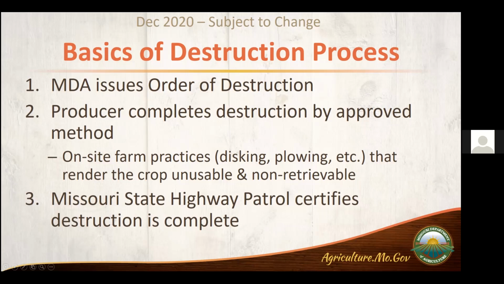After destruction is complete, the Missouri State Highway Patrol must certify the destruction is completed and sufficient. Appropriate contact information is provided in the order of destruction. Although the certification may be delegated to a local office, producers must utilize the Missouri State Highway Patrol channel to arrange the certification appointment. After these steps, producers will submit a copy of the destruction report back to the department.